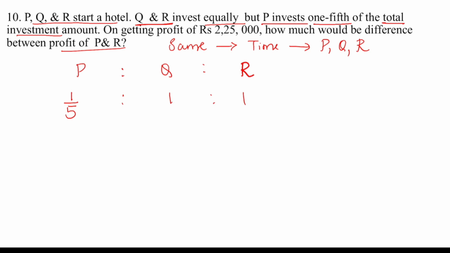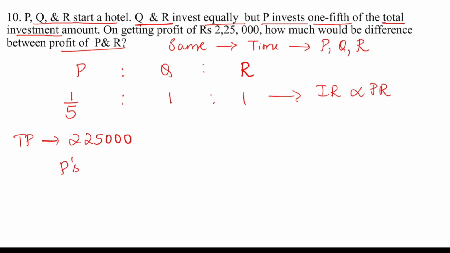Okay, so we know that this is now the investment ratio. Investment ratio is directly proportional to profit ratio, meaning this is also equal to the profit ratio. Now P's profit is how much? 1/5. Okay, we know the total profit. Total profit is how much? It is 2,25,000 and P's profit is 1/5 of it.